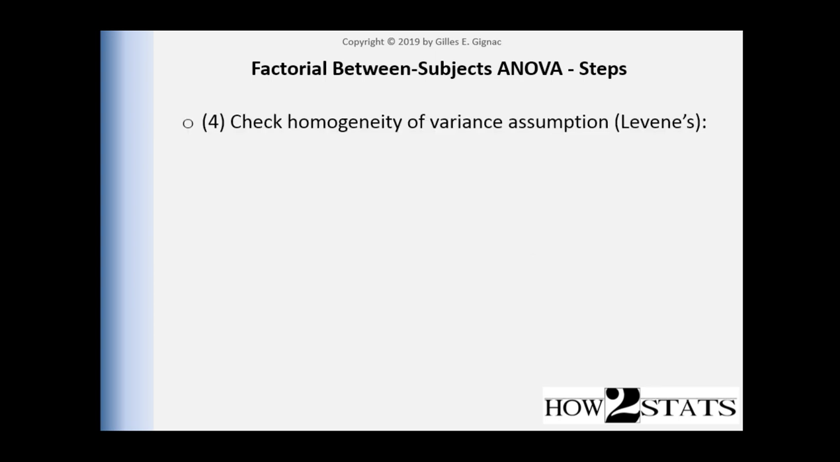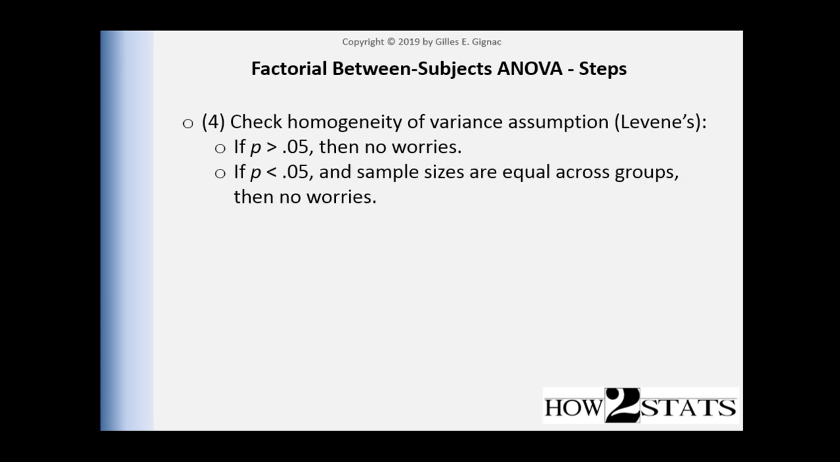Next, check for homogeneity of variance, and you can test that with Levene's, which is readily accessible in a program like SPSS. So if the Levene's test is found to be associated with a p of .05 or greater, then you don't have any worries about violating the assumption. However, if the p is less than 0.05 and you reject the null hypothesis of equal variances, but you also have equal sample sizes across the groups, then you don't have any worries. Recall that with equal sample sizes, you can still violate the assumption of homogeneity, and the ANOVA will still be able to produce a p-value that is accurate.